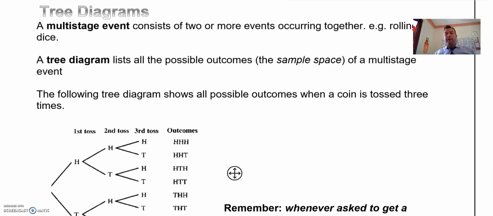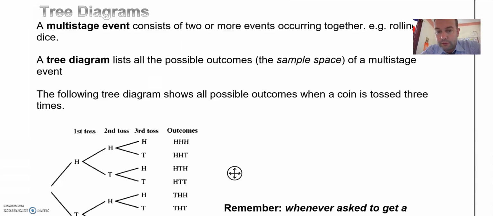Year 12 probability today, and we want to start off with tree diagrams. Tree diagrams look like a tree. They don't join up, they fork, they split, they don't join up again. That's really what makes it a tree. So a little bit of language to begin with this topic.